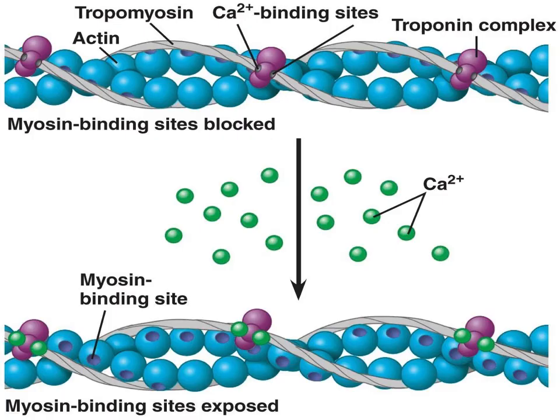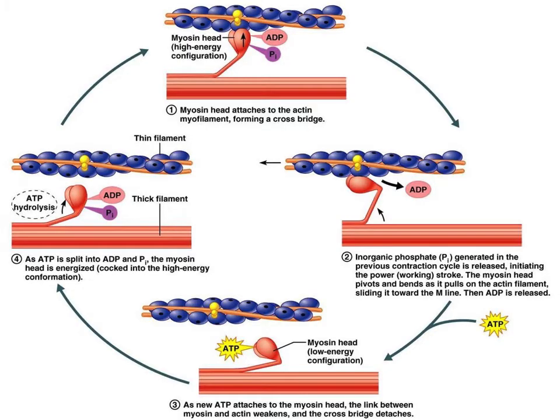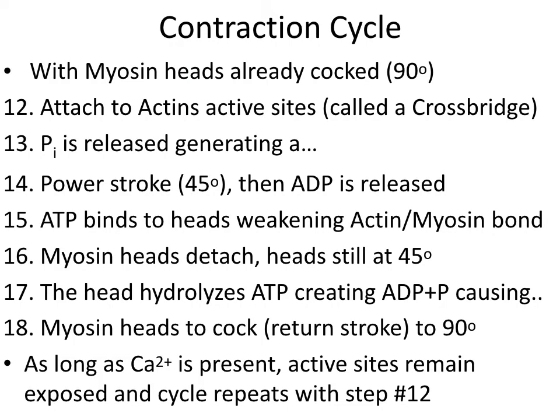So far, so good. Now, with the myosin heads already cocked into the 90-degree position, what does that mean? It means that when the heads bind to actin, they're at 90 degrees. Do you see that top figure there? We're going to call that 90 degrees. And do you see step two? We're going to call that 45 degrees. So 90 and 45. So when they bind, they're already cocked, at 90 degrees. They're ready to go. Cocked like ready to go.